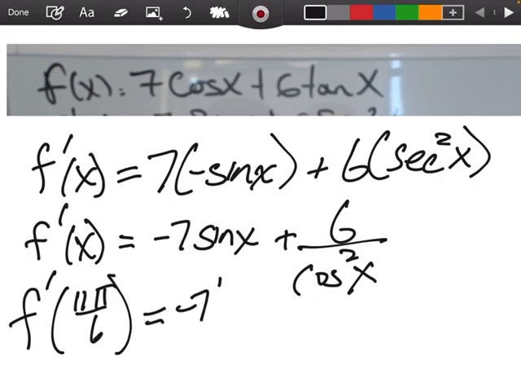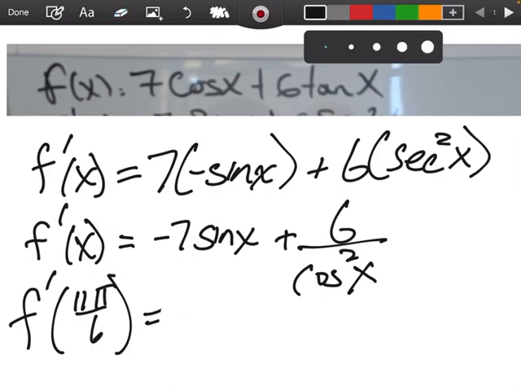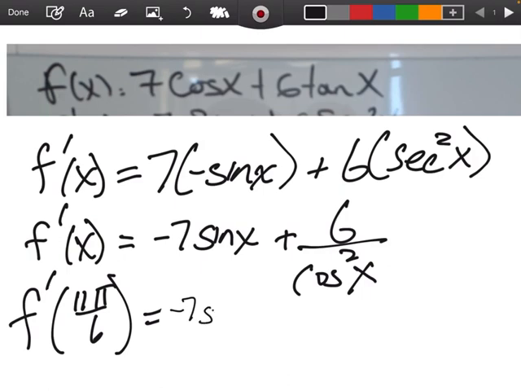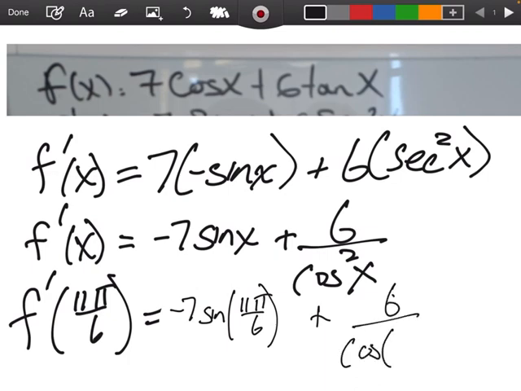So I'm going to have negative 7 sine of 11 pi over 6 plus 6 over cosine of 11 pi over 6. Now the bottom part here is being squared, right? Okay, so let's see if we can find that part out.